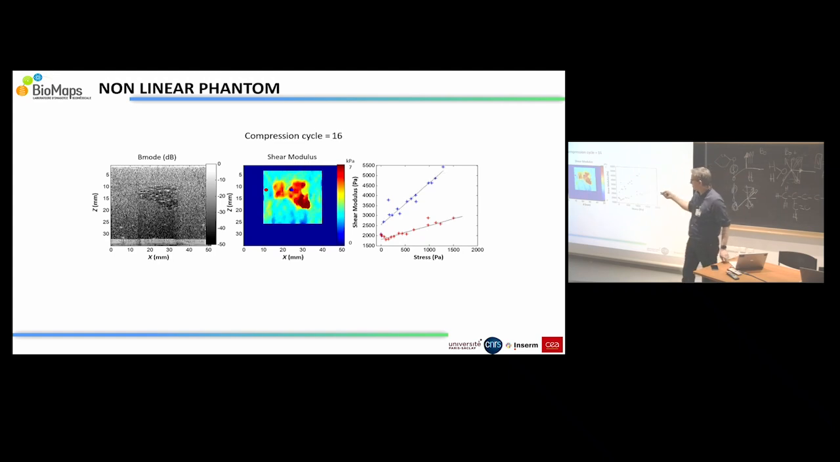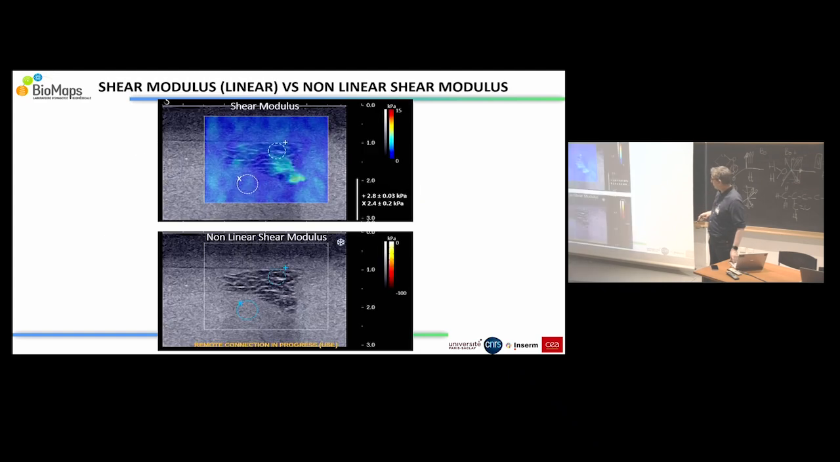And you see that the last shear modulus map is quite different. And this map is quite different due to the nonlinearity of the material. If I fit this point, I get the A value. I do that for all the points of the image.